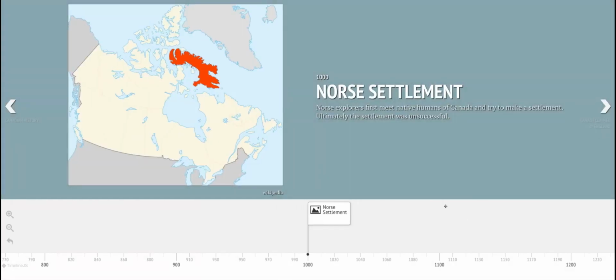First on our notes is from 1000 CE, 1000 in the Common Era. So, that's 1020 years ago now. This is the first Norse attempt at a settlement in what is now Canada. So, Norse explorers, which often are called Vikings, were the first to meet native humans in Canada and tried to make a settlement, but ultimately the settlement was unsuccessful and they left Canada. Keep in mind, this is almost 500 years before Christopher Columbus sailed across the Atlantic and found the Caribbean islands. So this is a very long time ago in the past.